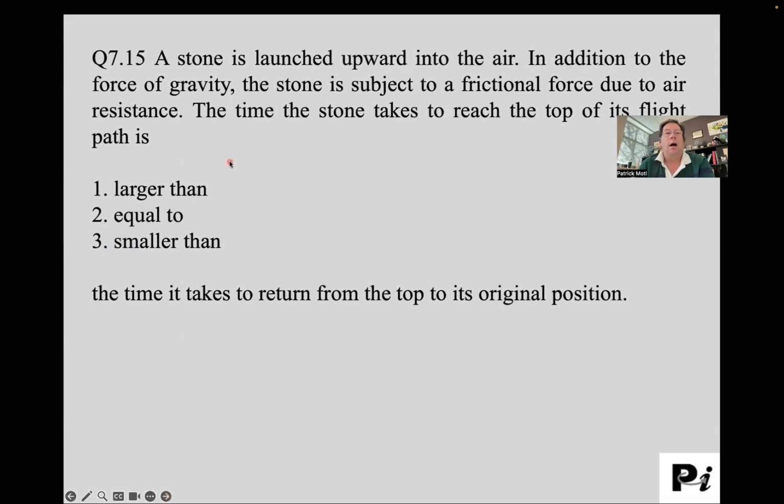All right, last one. We have a stone that's launched upward into the air. In addition to the force of gravity, the stone is subjected to a frictional force due to air resistance. The time the stone takes to reach the top of its flight path is larger than, equal to, or smaller than the time it takes to return from the top to its original position? So think about what you think the answer is, and then we'll go over it together.